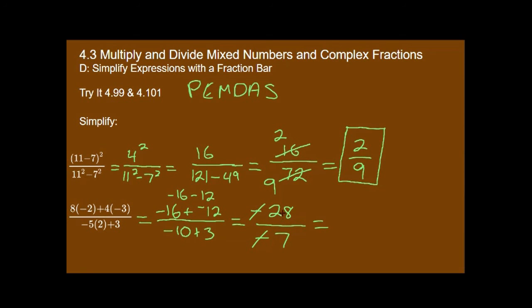And now I need to see if I can reduce this fraction. I have 28 on the top and 7 on the bottom. So what factor would go evenly into 7 and into 28? Well, it's 7 itself. 7 goes into 7 one time. 7 goes into 28 4 times. So I can rewrite that as 4 over 1. And then that can be simplified to 4.